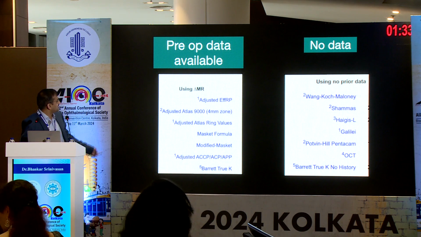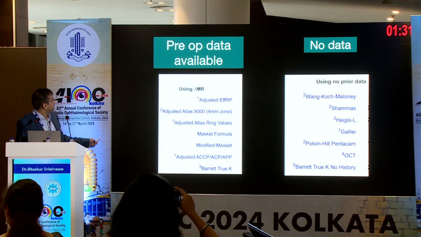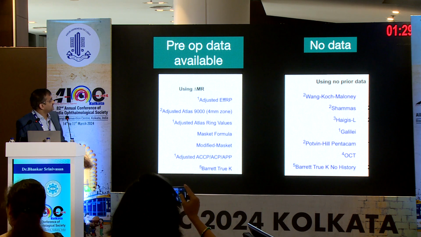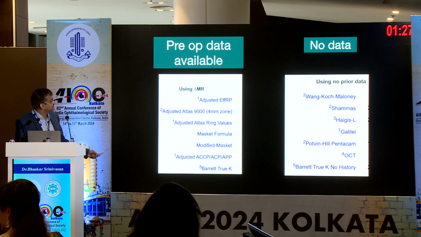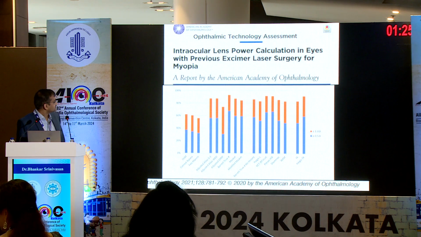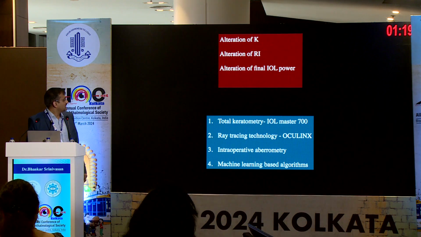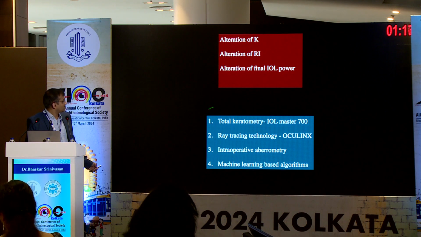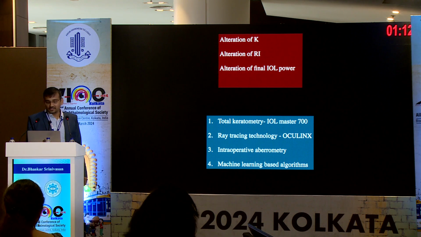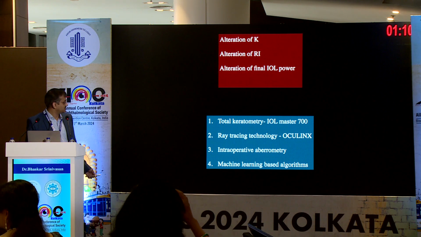So these are the formulas which are available on the ACRS website where the pre-op data is not available. So in general, the methods which do not rely on data work better. And of late, we are looking at certain other methods which are helping in better IOL power calculation.